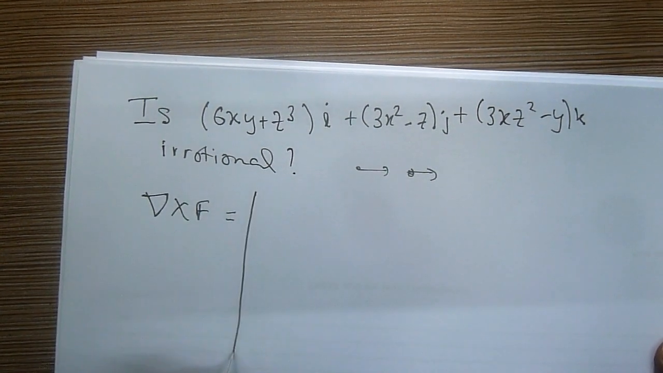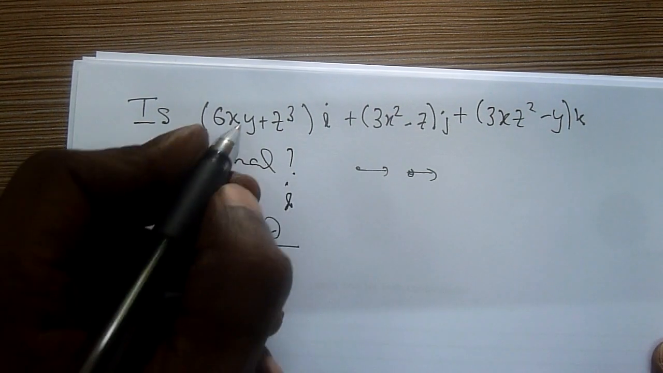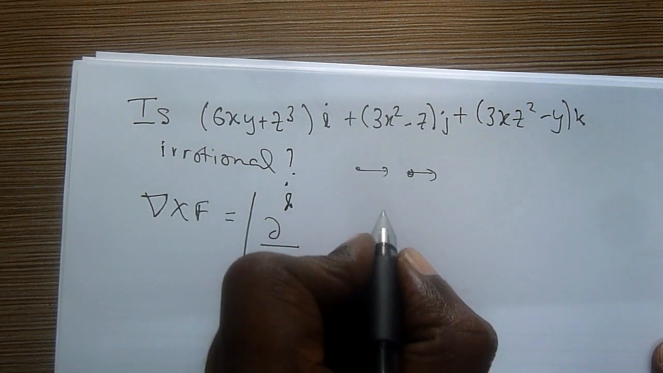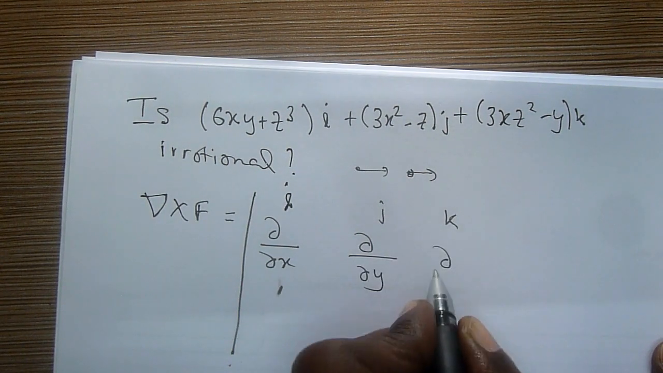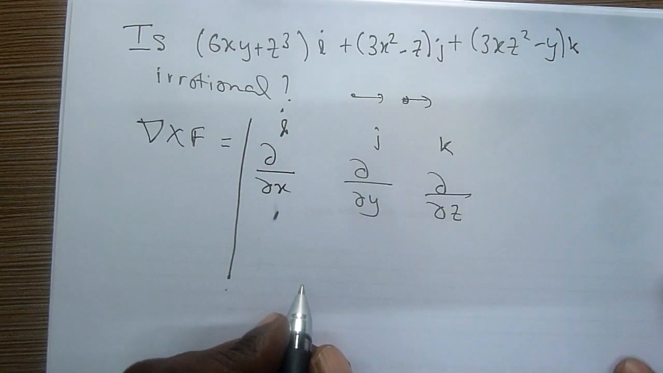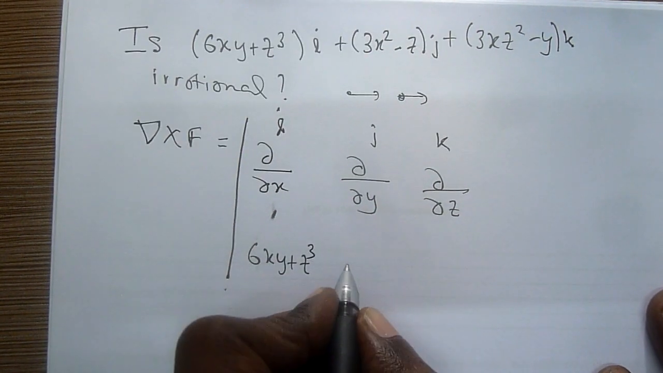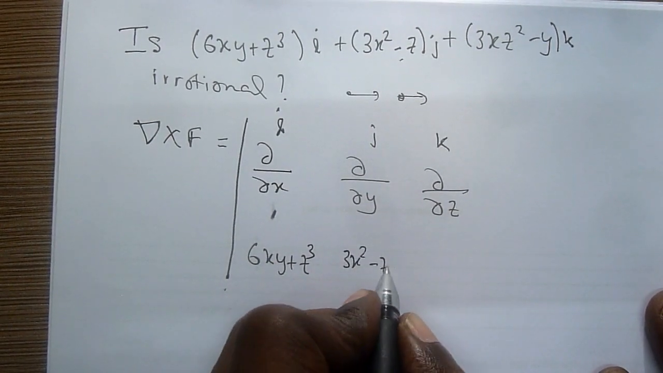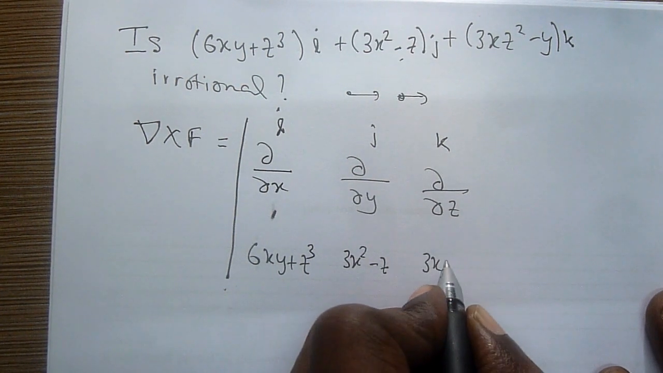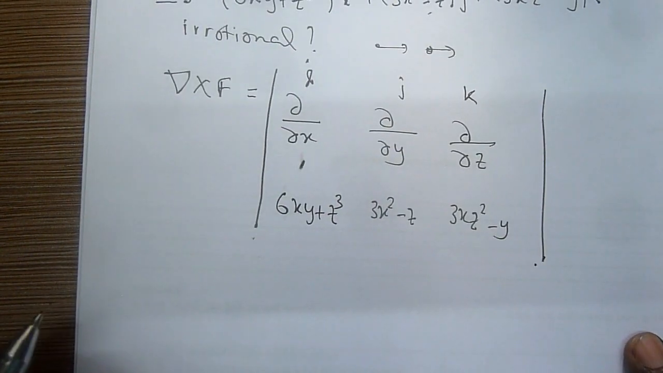Del product to the F. Here del is del x i, del y j, del z k, and this can be explained as 6xyz^3, 3x^2 z^3, 3xz^2 y. Now you can see this.